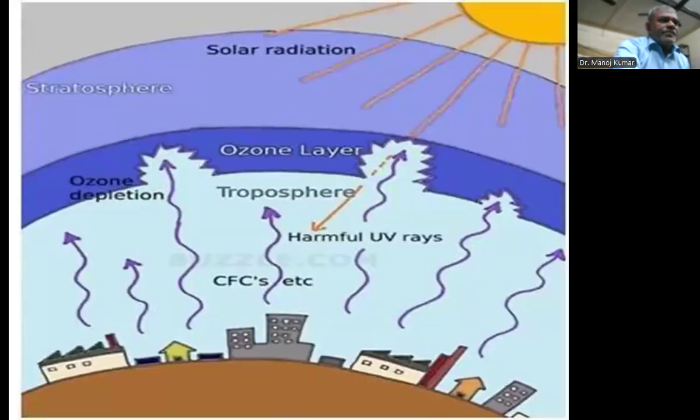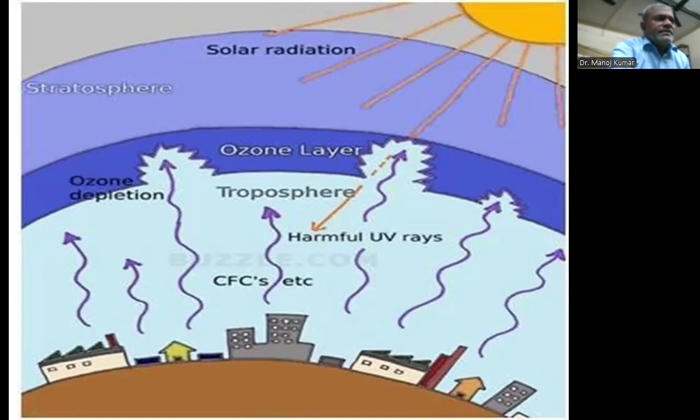Hence, the phenomenon of ozone layer depletion is shown here. Chlorofluorocarbon gases are penetrating the ozone layer, making ozone holes, and the harmful UV rays are coming to the earth, and they harm the earth in many ways.